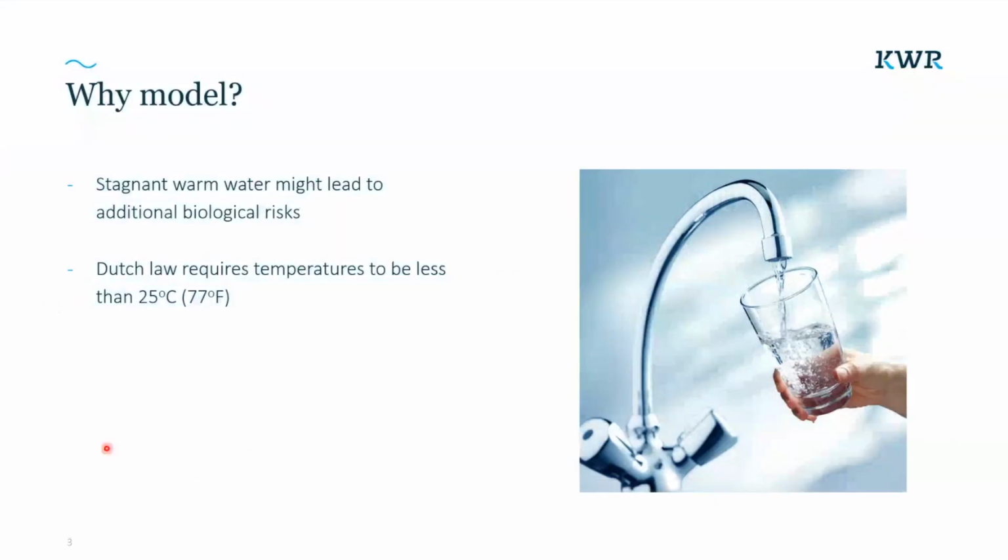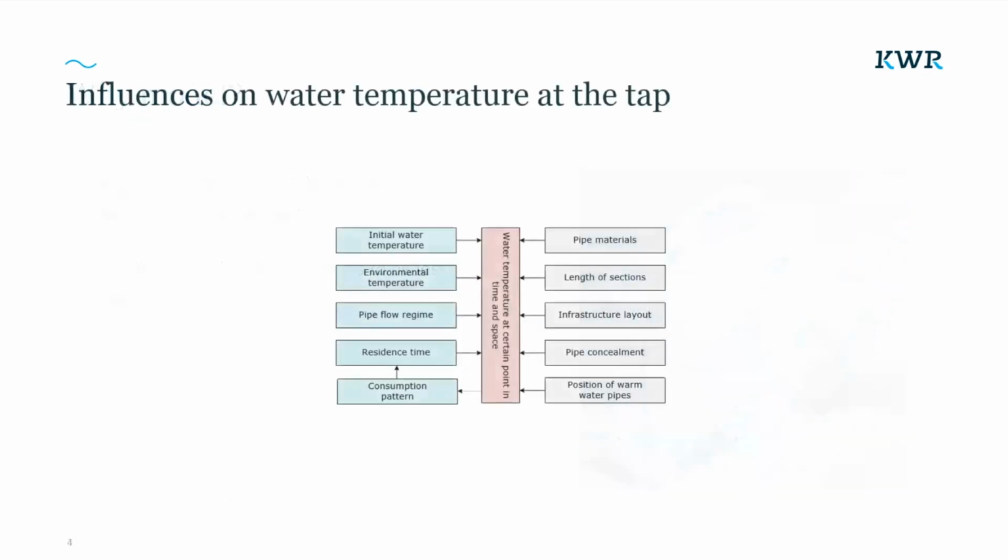So first of all, why would we want to model temperature in a premise plumbing system? Well, as we all know, stagnant warm water might lead to additional biological risks, and therefore Dutch law, but I can imagine other laws as well, require temperatures to be less than 25 degrees Celsius, which is about 77 degrees Fahrenheit. So this is why we'd want to model the temperatures in a premise plumbing system.